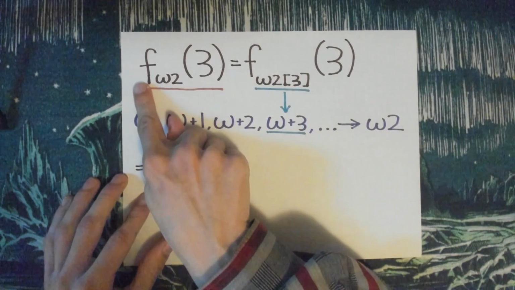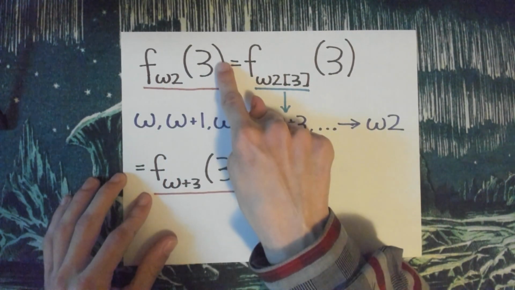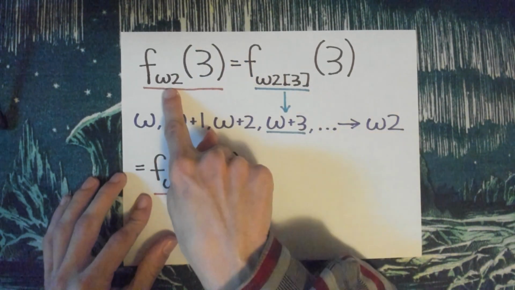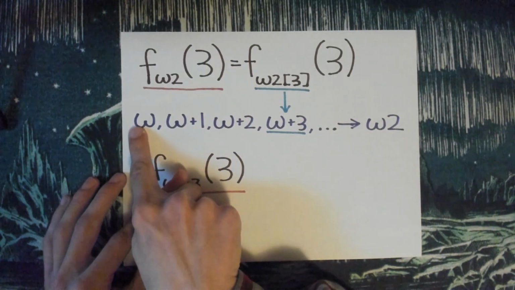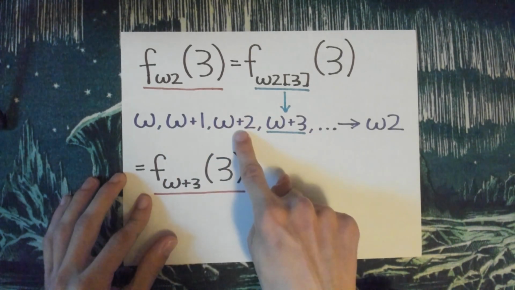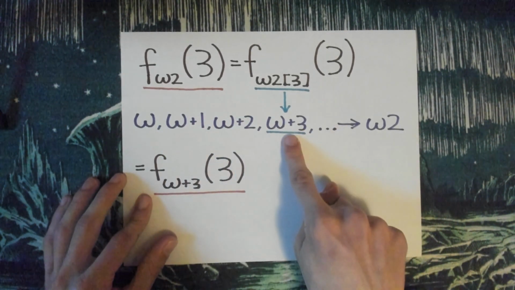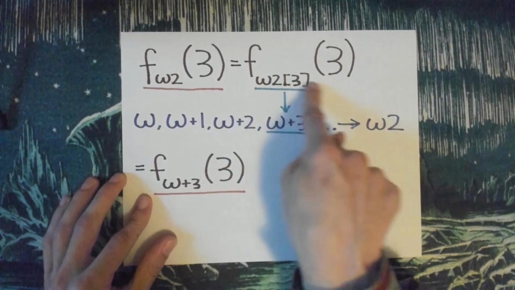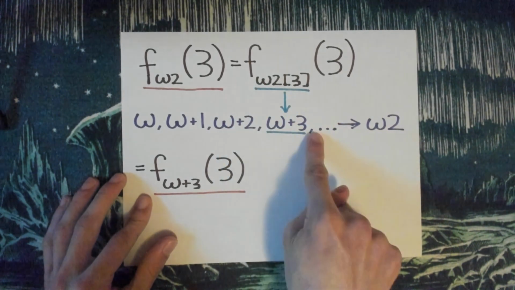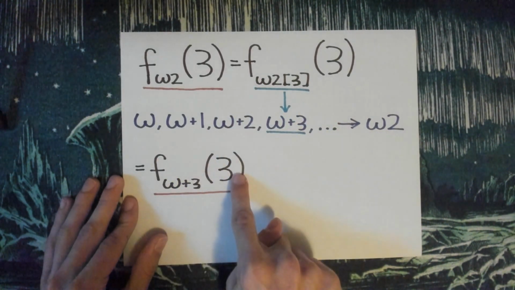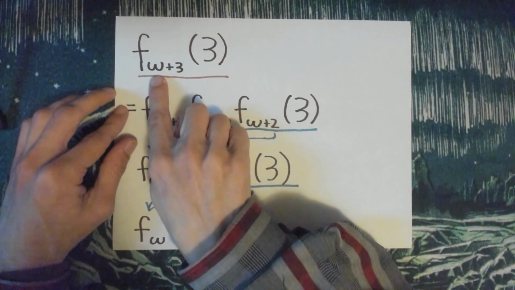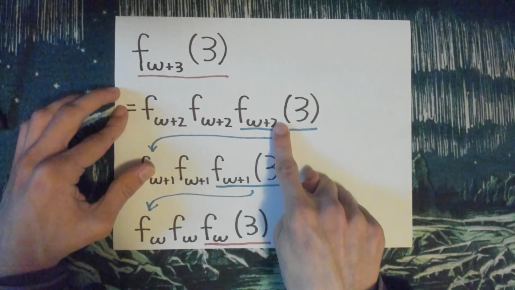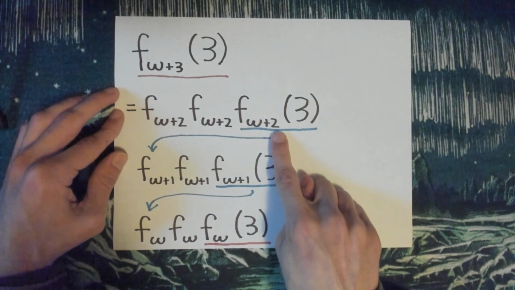And how do we evaluate f sub omega times 2 of 3? Well, omega times 2 is a limit ordinal, so we'll go ahead and plug the 3 in there. Let's see, omega times 2 of 0, omega times 2 of 1, omega times 2 of 2, omega times 2 of 3. So I'm going to go ahead and replace the omega times 2 with this thing, which is the same as omega plus 3. So I get f sub omega plus 3 of 3. And omega plus 3 is a successor ordinal, so I'm going to go ahead and repeat the function 3 number of times with the power level dropped by 1 in each case.